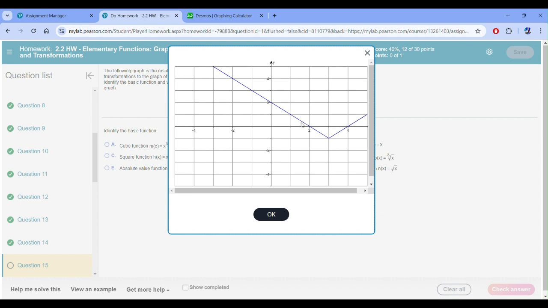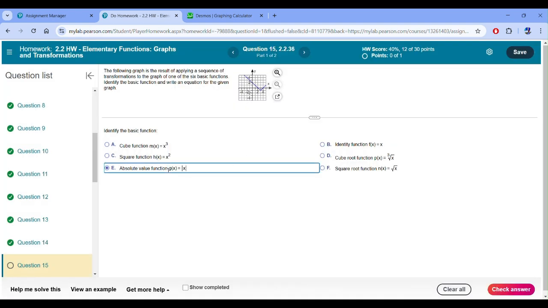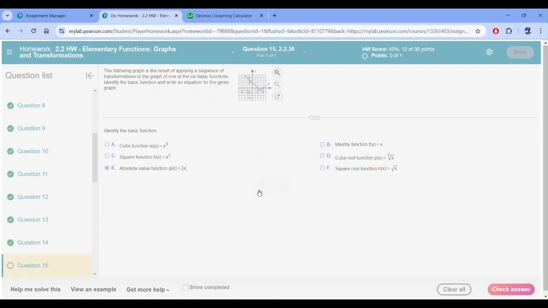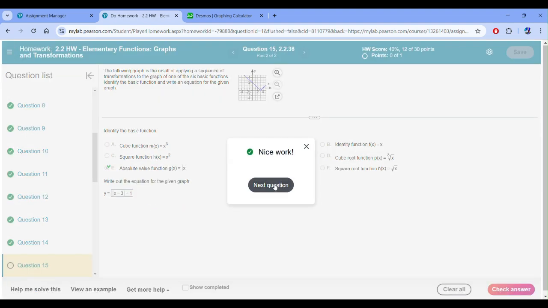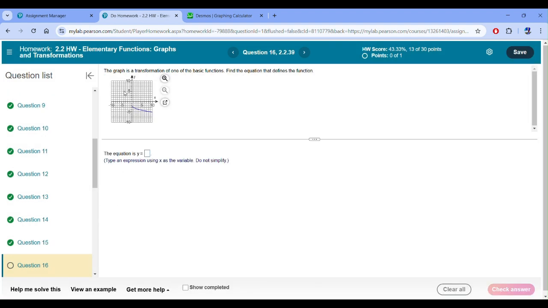Okay, here we have an absolute value function that's been moved 3 units right, 1 unit down. So this is going to be an absolute value function. And then it should be 3 units right, so it should be x minus 3. And then how many units down? 1? Minus 1? Yep. Cool. Alright, so very similar.